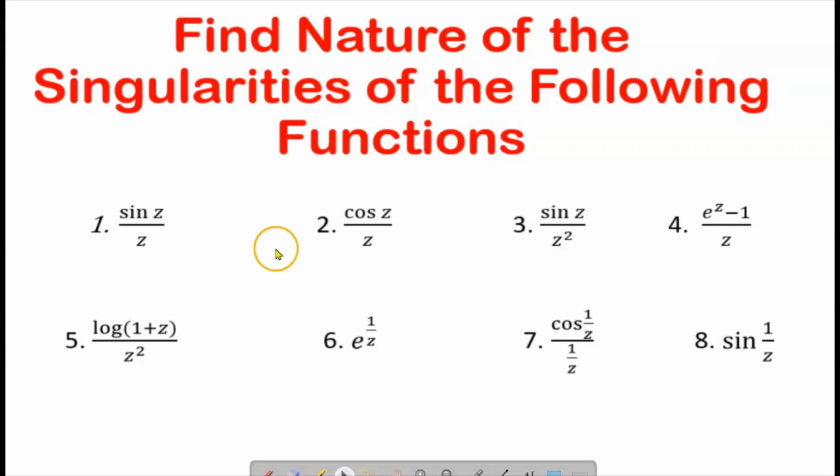Hello everyone. In this video, we discuss the nature of singularities of the following functions. Here we have 8 complex functions. We need to find the singularity and its nature. So let's start with the first function, sin z by z.